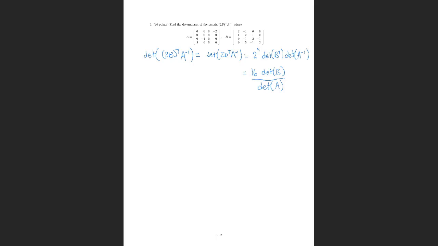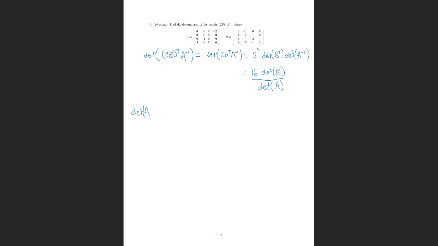So then at this point, we'd want to calculate the determinants of A and B. And then that would pretty much be it. Fortunately, there's lots of zeros, so it's relatively quick to calculate the determinants.